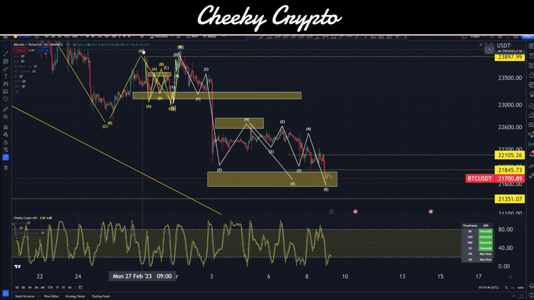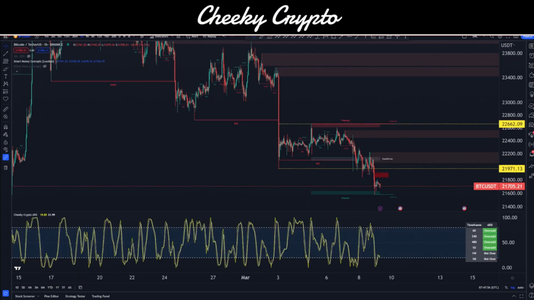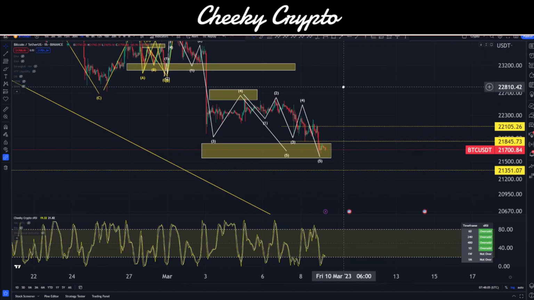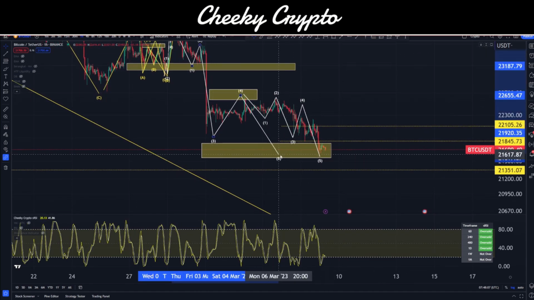Let's make a start with this one. Bitcoin paired up with USDT on the 1 hour chart, and Binance is our data source. As you can see, we've got Elliott wave theory here. This is the first part of what we're going to take a look at, and then we're going to take a look at the smart money concepts and what the structure is looking like there, and then wrap it all up. So starting with Elliott wave theory, we can see that we had our diagonal fifth wave ending.